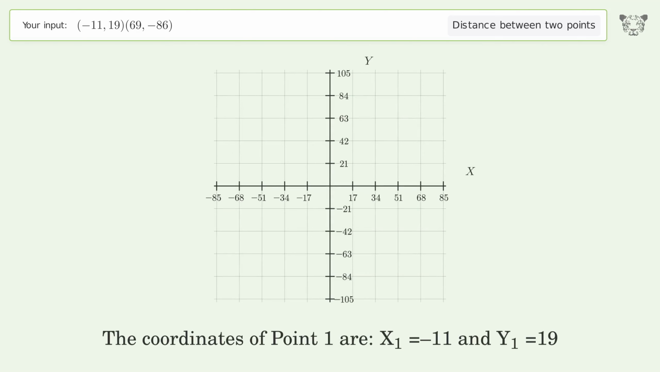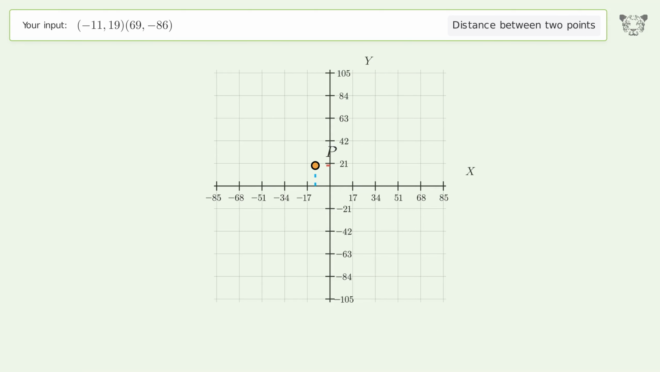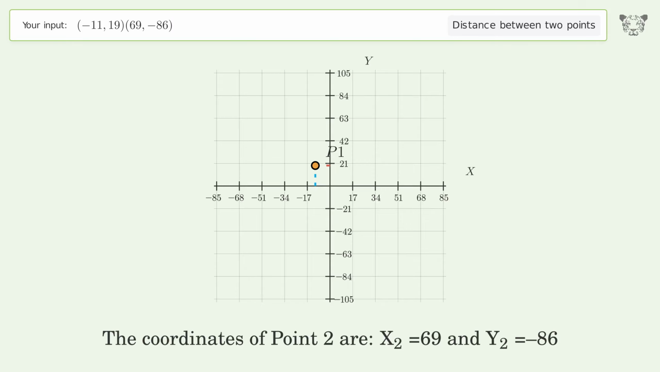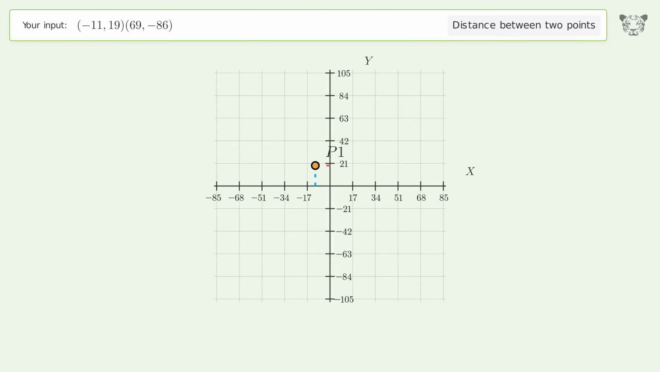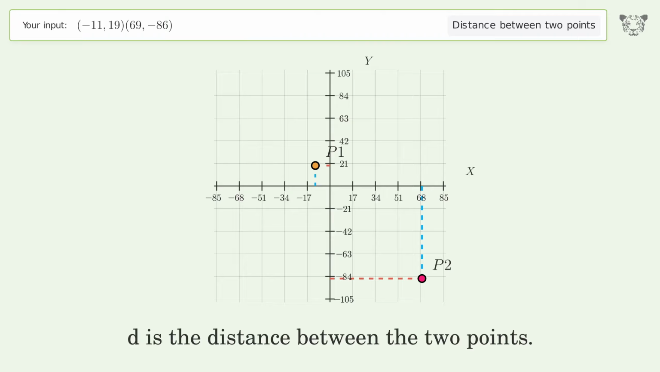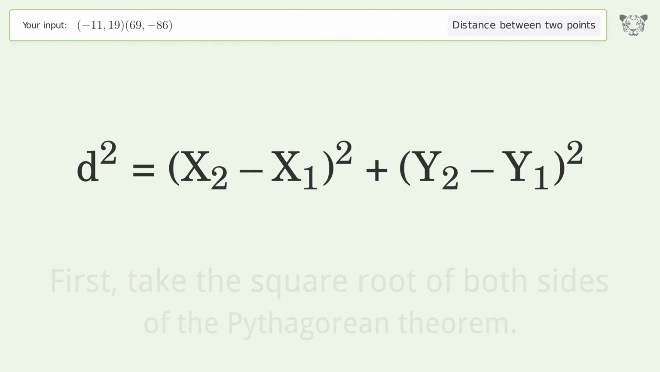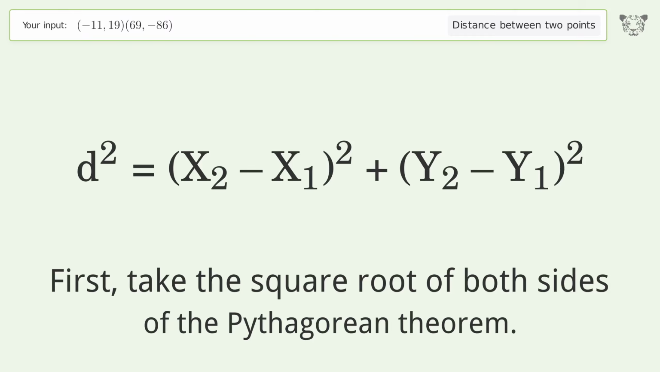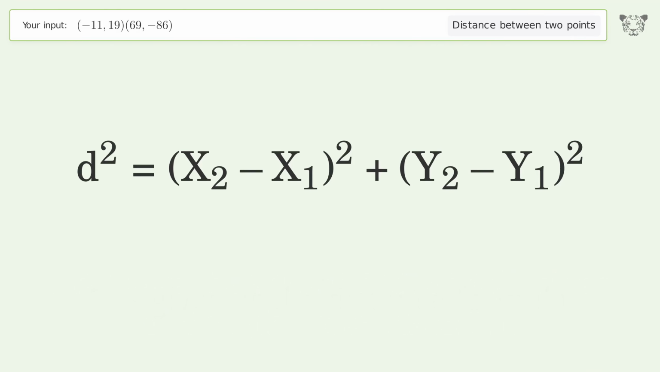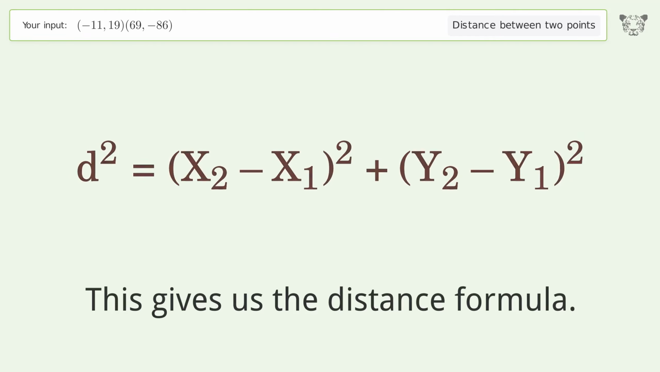The coordinates of point 1 are x1 equals -11 and y1 equals 19. The coordinates of point 2 are x2 equals 69 and y2 equals -86. D is the distance between the 2 points. First, take the square root of both sides of the Pythagorean theorem. This gives us the distance formula.